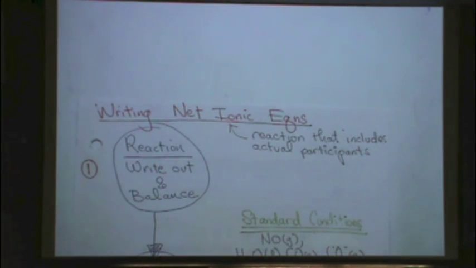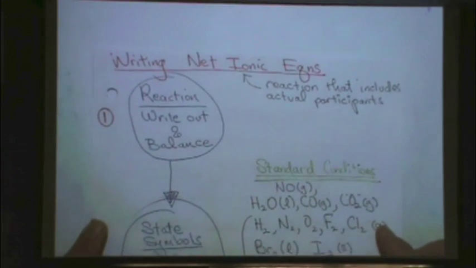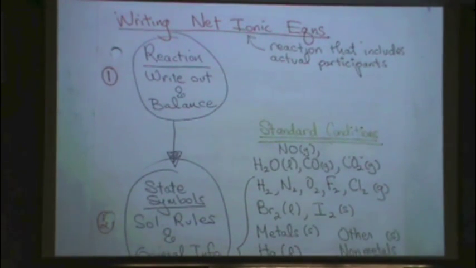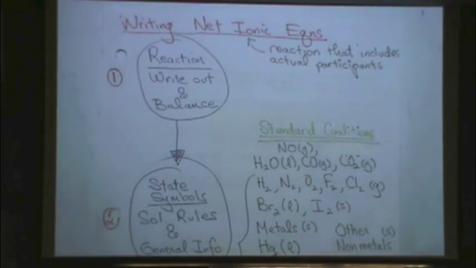And so we want to know how to write that. There's 3 steps in my method here. Step 1, write the reaction out and balance it, just like we've done in chapter 4. Is it a double replacement? Is it a single replacement? What is it? Write that thing out and balance it. That's step 1.